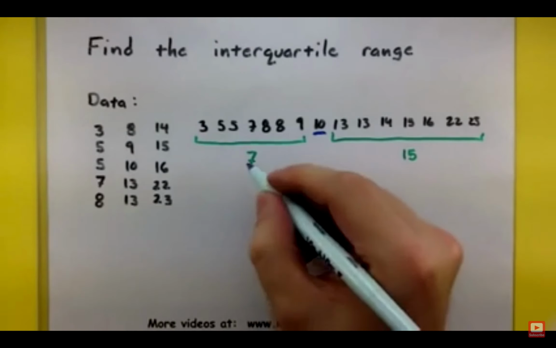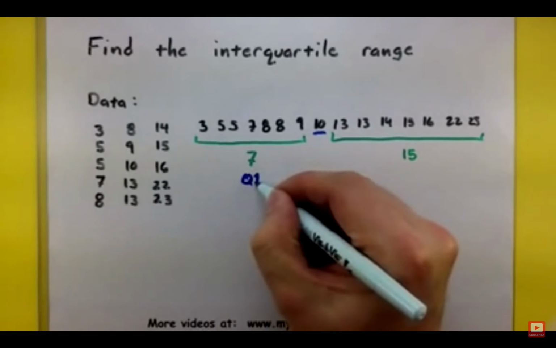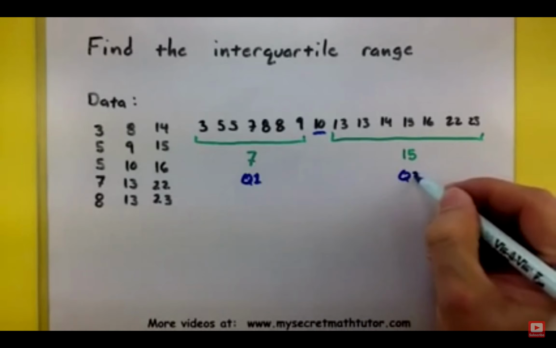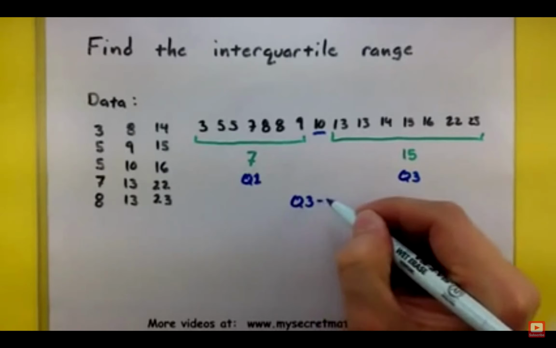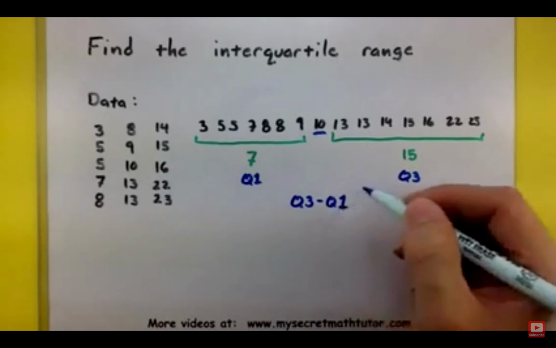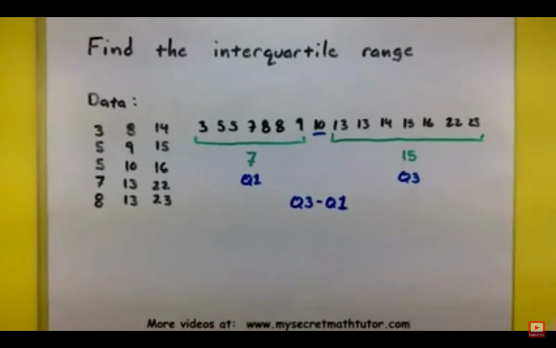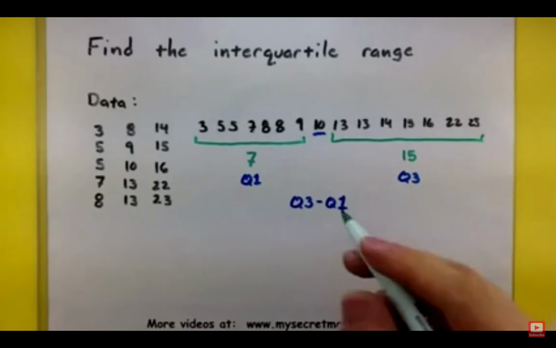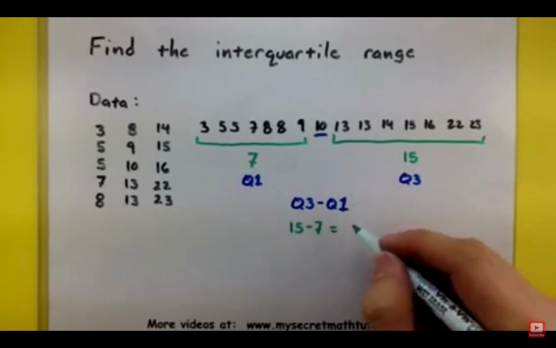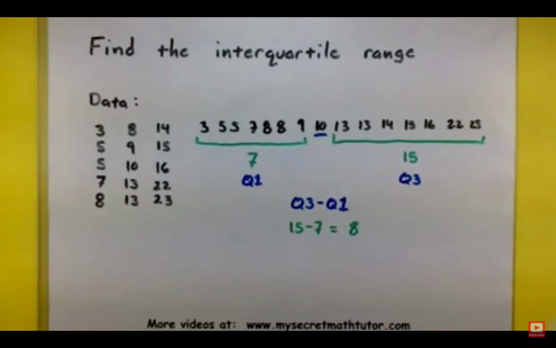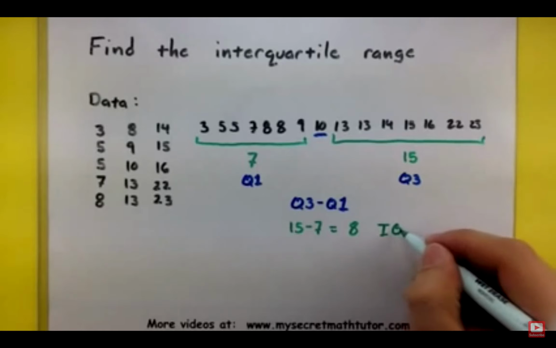Now some books actually give these names. They call them Q1 and Q3. That's okay, because what we're basically going to do is now take Q3 and subtract Q1. So 15 minus the 7. That will give us an answer of 8, and that 8 happens to be our interquartile range.